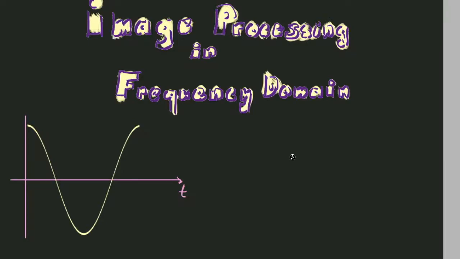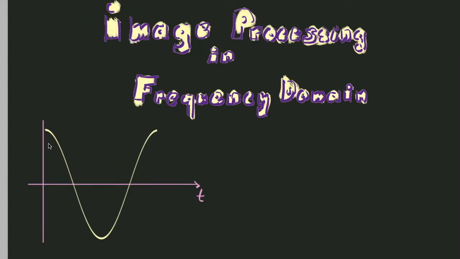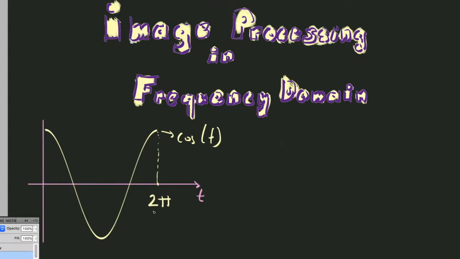Now let's first remember the cosine function. Cosine function is 2 pi periodic. So if this is cosine t, then this point should correspond to 2 pi. Let's make this cosine function an integer number periodic rather than 2 pi periodic. So let's make this point 1, and then this will become cosine 2 pi t.